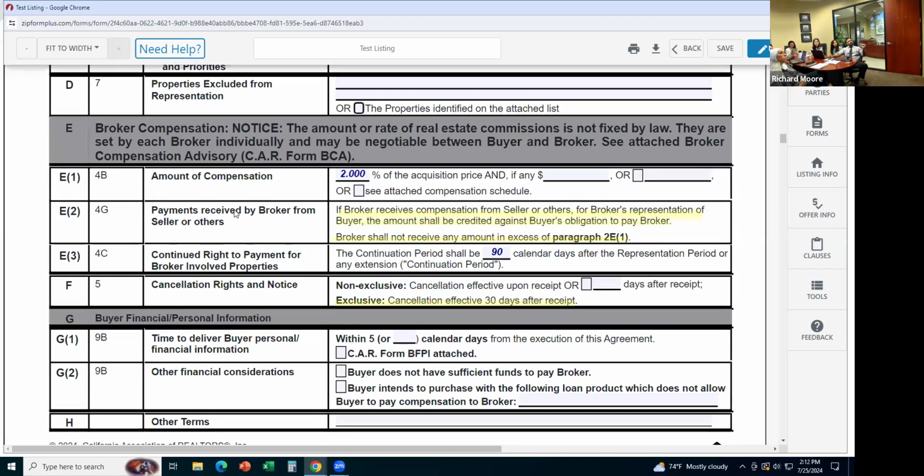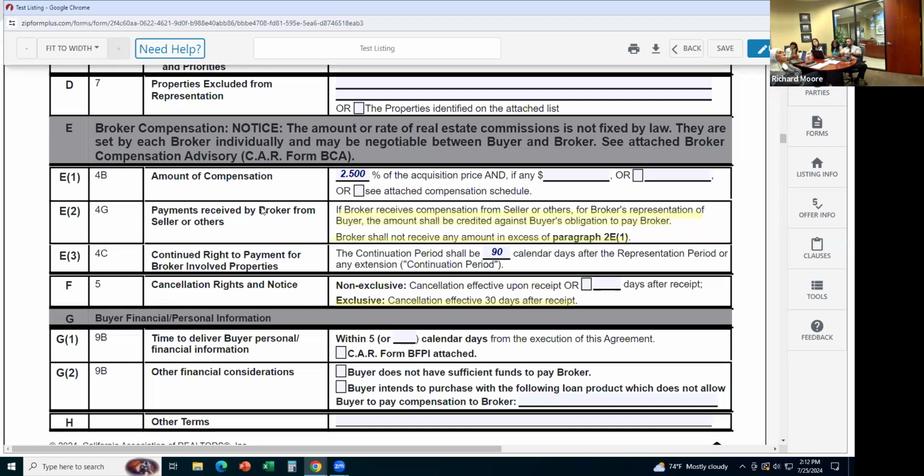So now we're going to go to section E1, amount of compensation. This is where you're going to enter a percentage, let's say 2.5%. Let's say, this is what I want you to pay me, Mr. and Mrs. Buyer. Or you could say, well, we're not going to do 2.5%, I just want you to pay me $20,000. Right? So I'm going to say 2.5%. But I just wanted to show you the option.